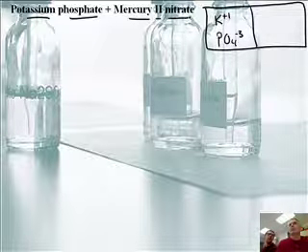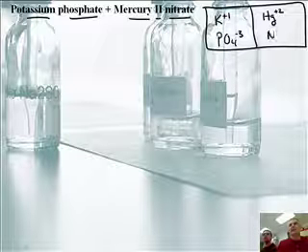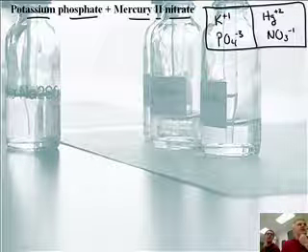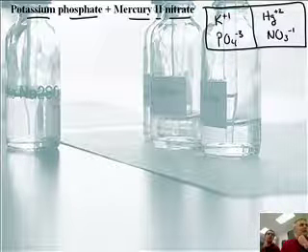And then the second chemical is mercury(II) nitrate. Now, what's that Roman numeral mean? The charge, I believe we've decided. Hg plus 2, and then nitrate is NO3, negative 1. Okay, so let's put them all together. Potassium phosphate.